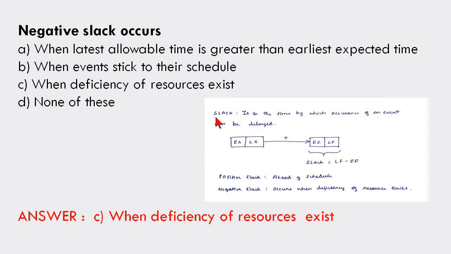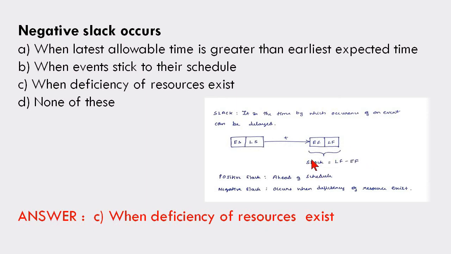Idea behind this, the slack. Okay, so what is slack? It is the time by which occurrence of an event can be delayed. So by seeing this, the slack is the difference between latest finish time and the earliest finish. Okay, so that is the slack equation.